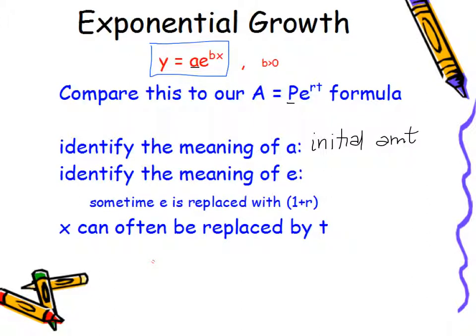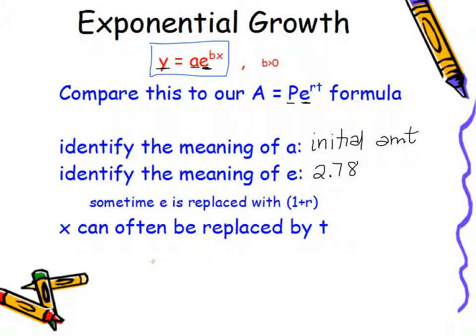Typically y is going to be the ending amount, so that was the amount of money we ended up with, or in this case it could be other things other than money. Remember, e is actually just a number, and so it's the same in both of those formulas. It's 2.718. It doesn't represent a variable of any sort. Sometimes, instead of having an e there, you'll see the quantity 1 plus r, where r is your interest rate, or maybe your growth rate.